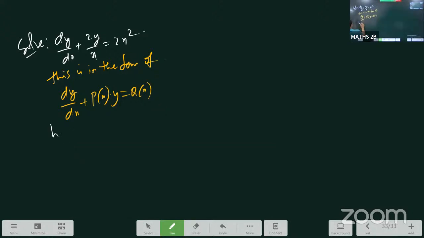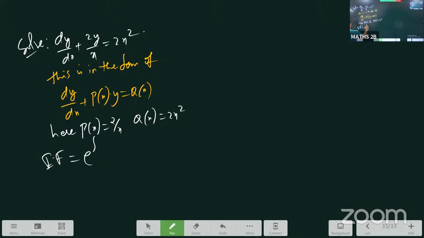So here, what is your p of x? 2 by x. What is your q of x? 2x squared. Correct. Now, integrating factor: e to the power integration of p of x dx, e to the power integration of 2 by x dx. That is e to the power 2 outside, integration of 1 by x dx.